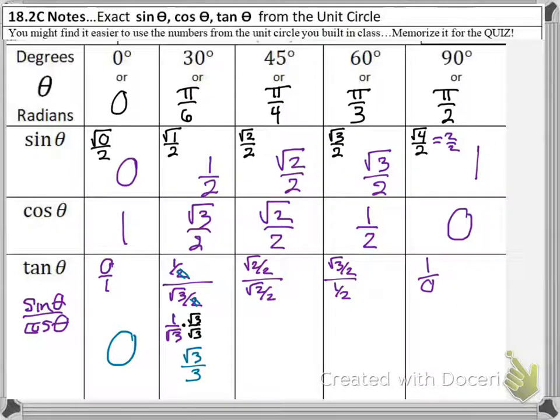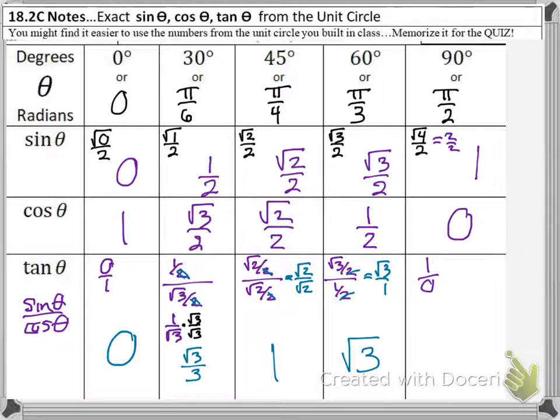Let's look at the next one. I could use that same little shortcut, wipe out the 2's. But then what do I have? Root 2 over root 2. That's just 1. Next one. Let's wipe out those 2's. I have root 3 over 1. And root 3 over 1 is just root 3.